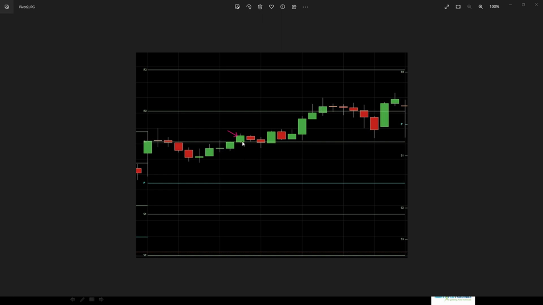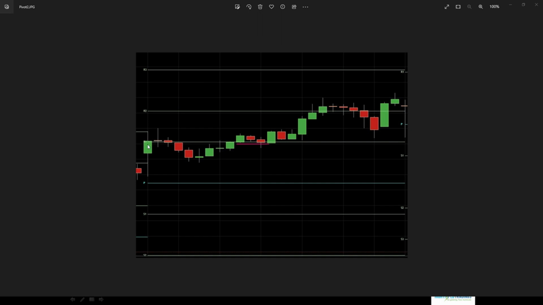So the trader waits for this particular green candle to give a closure above the resistance level. So the resistance level is this, which is R1. The trader waits for this resistance level to be breached, and the candlestick gives a closure above the resistance level, and this is the candlestick where he takes the entry. But he places his stop loss somewhere here, just below the support level.